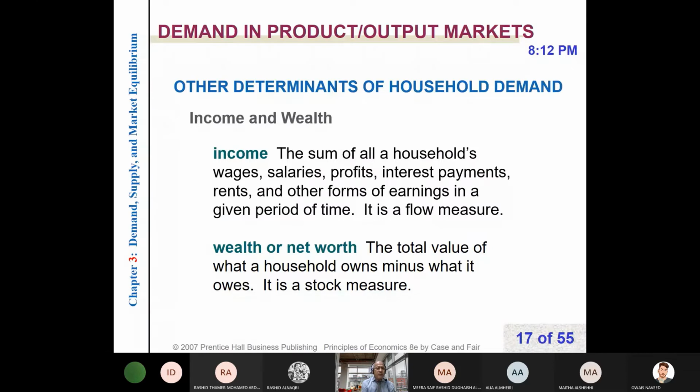We use our income to purchase goods and services. So income is a flow measure. That means at the end of each month, I receive 10,000 dirhams.